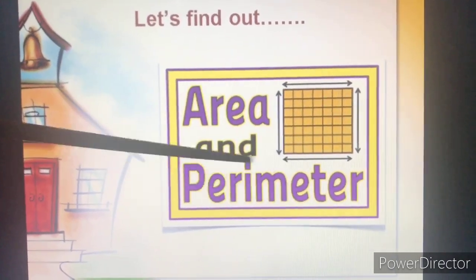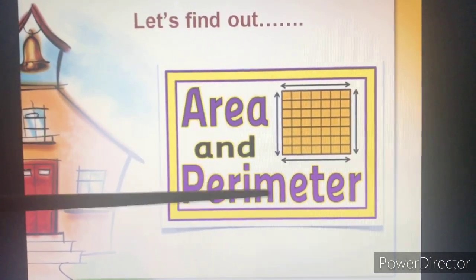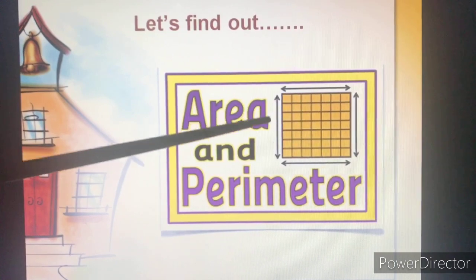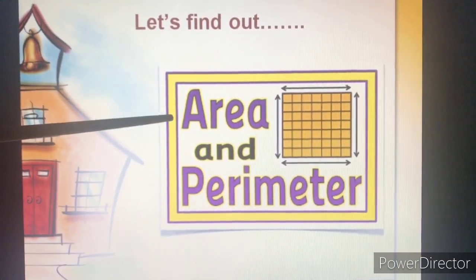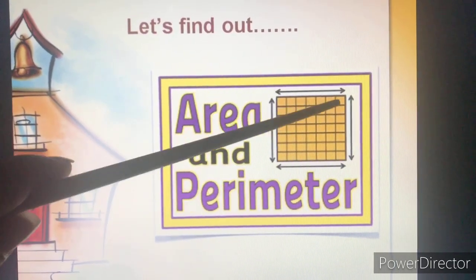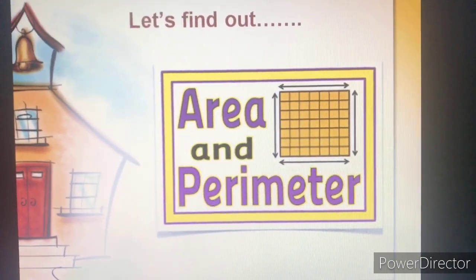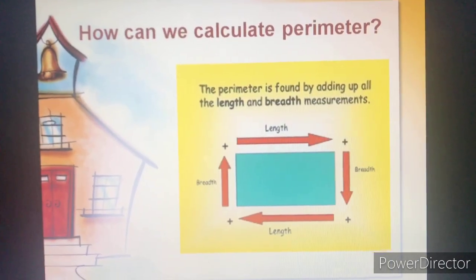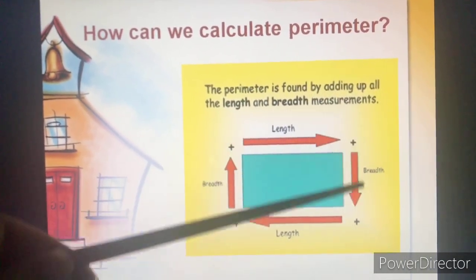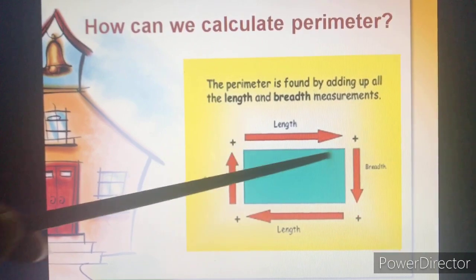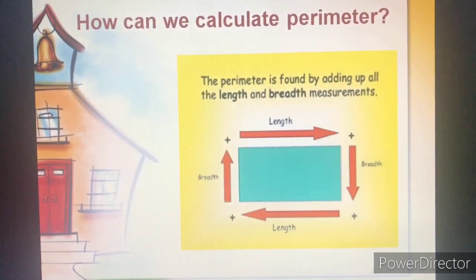What is perimeter and what is area? So perimeter is the distance around any shape. And area is inside space or inside occupied portion, that is called area. How can we calculate perimeter? I told you the distance around the shape or any space or flat area, that is the perimeter.